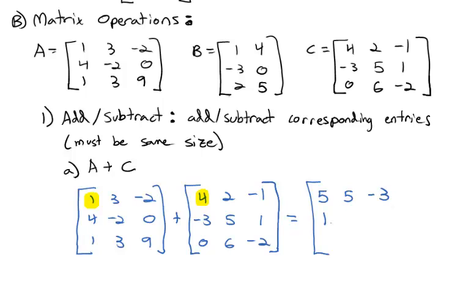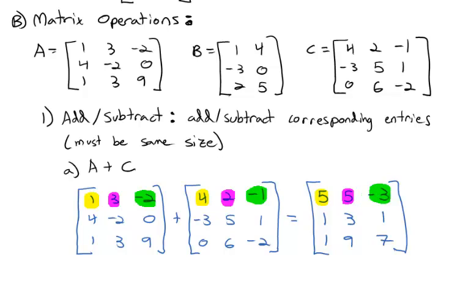4 and negative 3 is 1. Negative 2 and 5 is 3. 0 and 1 is 1. 1 and 0 is 1. 3 and 6 is 9. 9 and negative 2 is 7. So you can see we added the corresponding entries. Whoops, we didn't do that. We said 3 and 2 is 5. 1 and 4 is 5. Negative 2 and negative 1 is negative 3. Adding the corresponding entries. That's how we add.